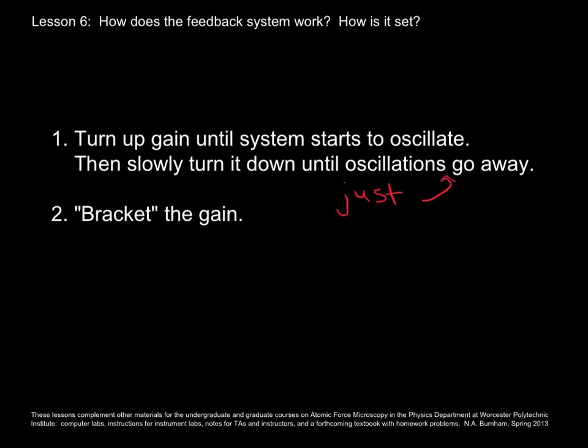The second is to bracket the gain. And if you've been involved in photography, you might know this word. What it means is if you've got a special subject you want a really good picture of, you take a bunch of different pictures at different camera settings, and you start, say, with the f-stop too low. You know it's going to be too low, and then you systematically go up in f-stop until you know the f-stop is too high. I'll give you an example.